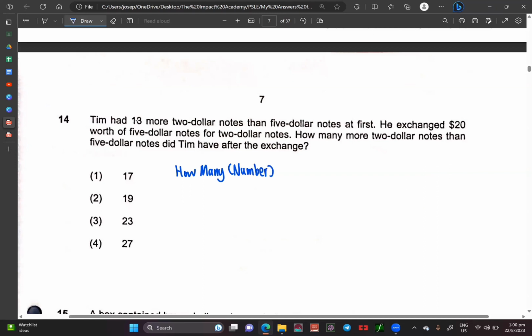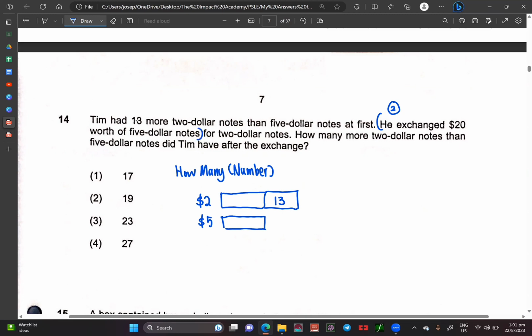Okay, so what I want to do is show that for $2, it's actually 13 more than $5. 13 more than $5. So I'm going to write it over here and say that this is 13. So what happens is this. He exchanged $20 worth of $5 notes.